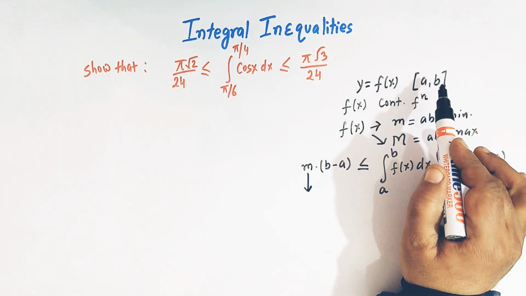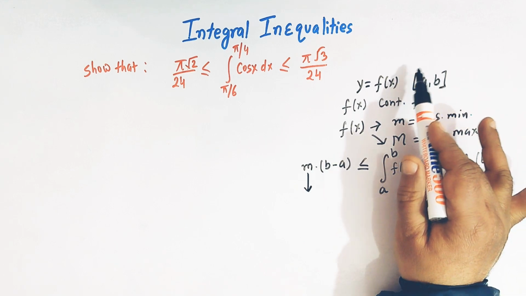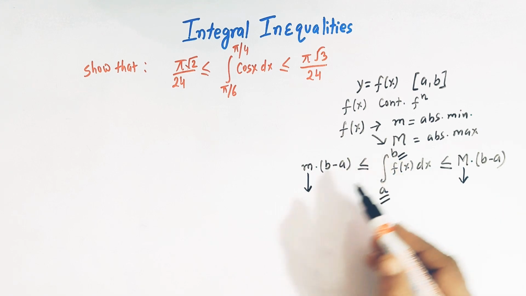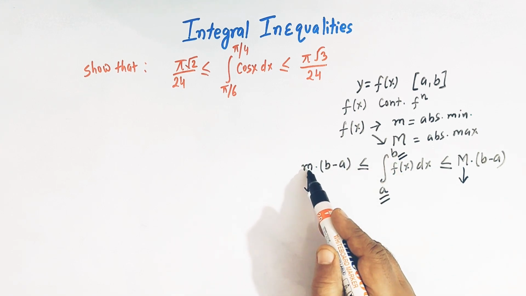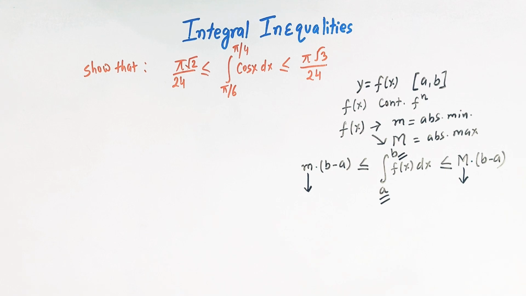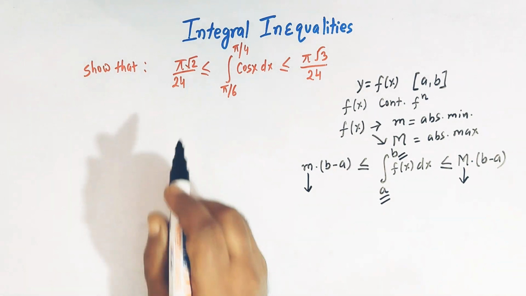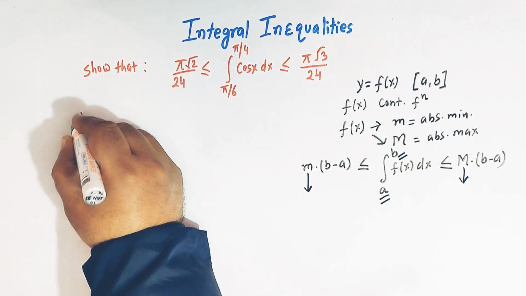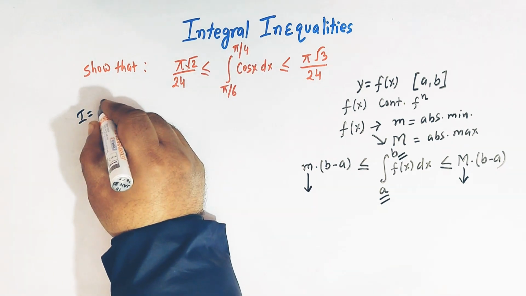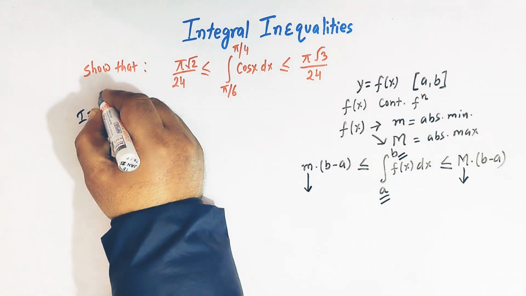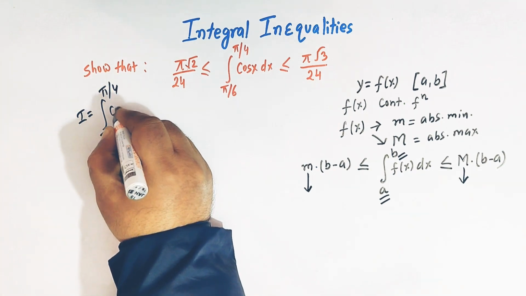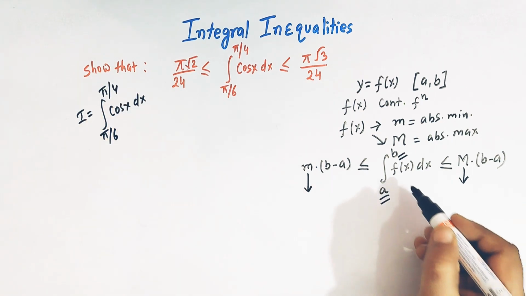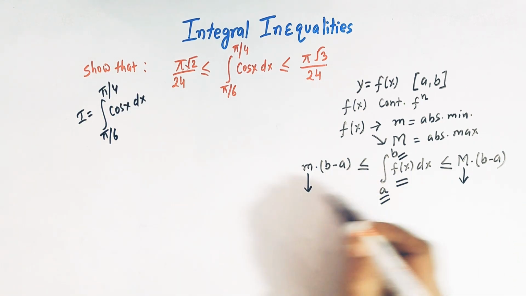a comma b में। तो हमें अपने को जो रिस्ट्रिक्ट करना है यहाँ पर, वो a से b तक हमें फाइंड आउट करना है स्मॉल m और कैपिटल M। तो चलिए अब इस इनइक्वालिटी पर आते हैं। ये जो इंटीग्रल हमें यहाँ दिया हुआ है, इसे हम I से रिप्रेजेंट करते हैं। तो I है पाई बाई 6 से पाई बाई 4 तक, और cos x dx हमें दिया हुआ है। तो इस इंटीग्रल को हम कंपेयर करते हैं इस इंटीग्रल के साथ, राइट?